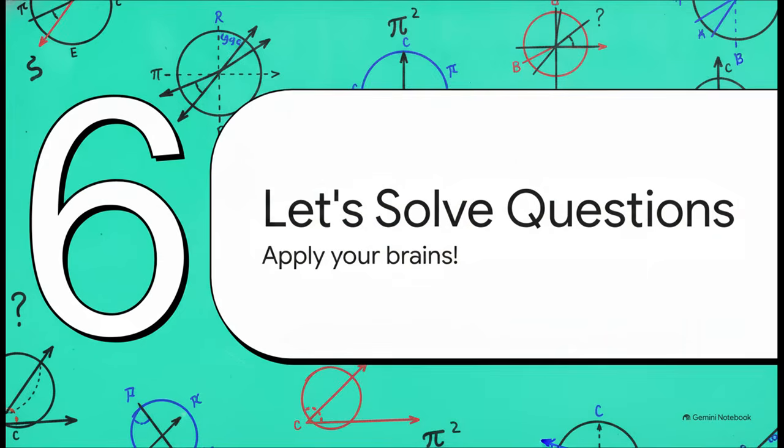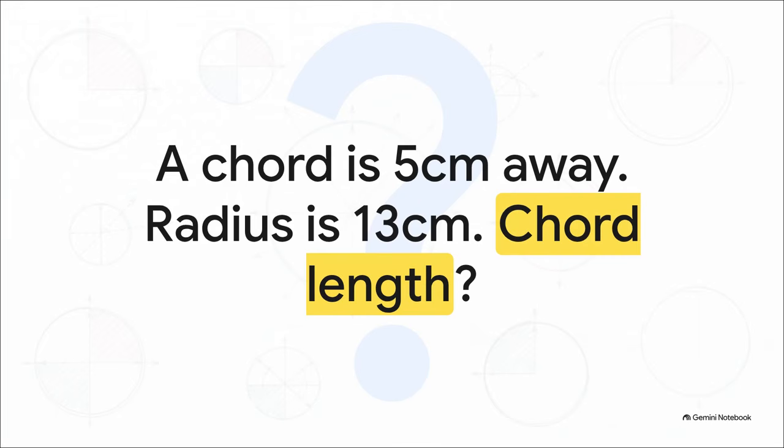Section 6. Let's solve some questions. Now, let's apply our brains. Theory is wonderful, but mathematics is all about solving. Let's tackle some end-of-chapter exercises step by step together. Here is our first question, straight from the textbook. A chord is 5 centimeters away from the center. The radius of the circle is 13 centimeters. What is the length of the chord?